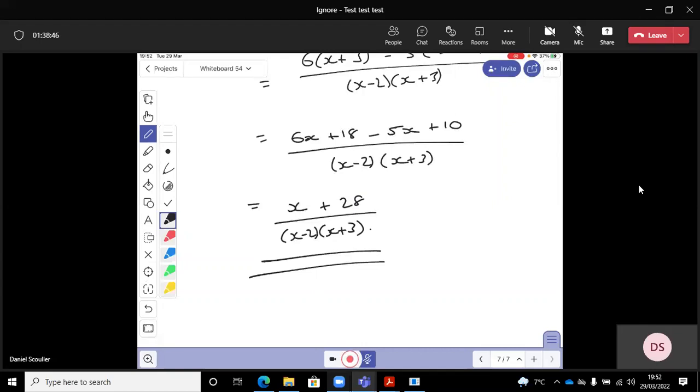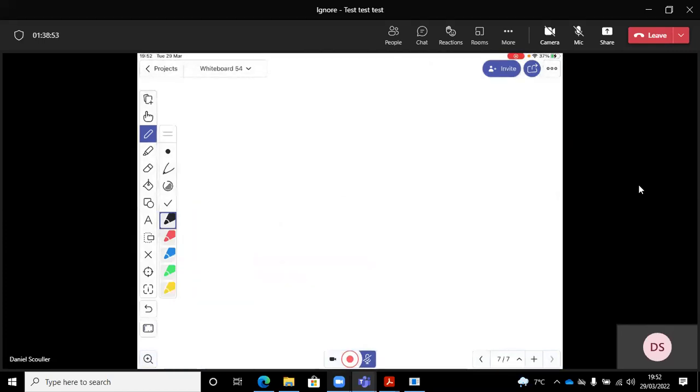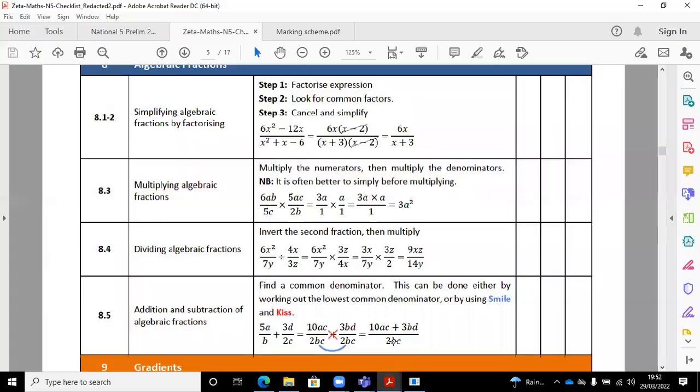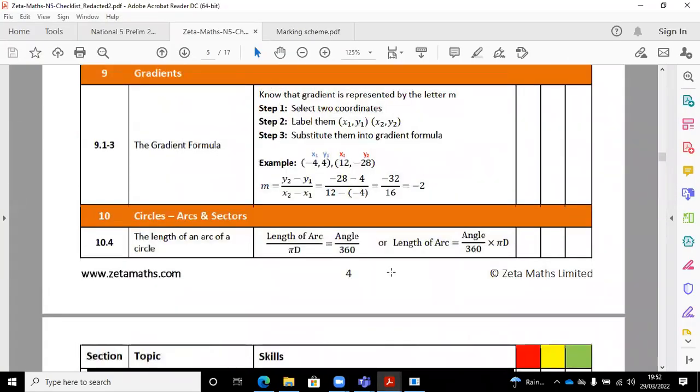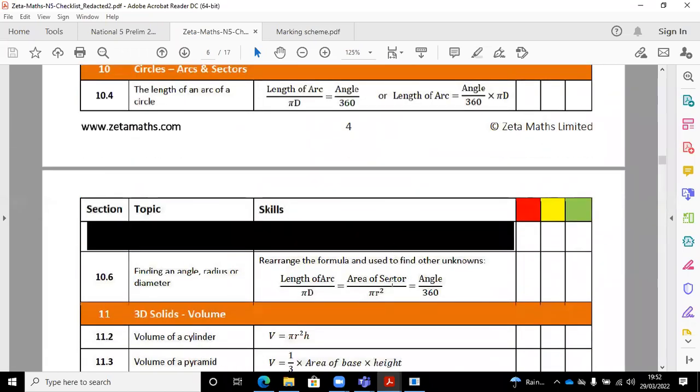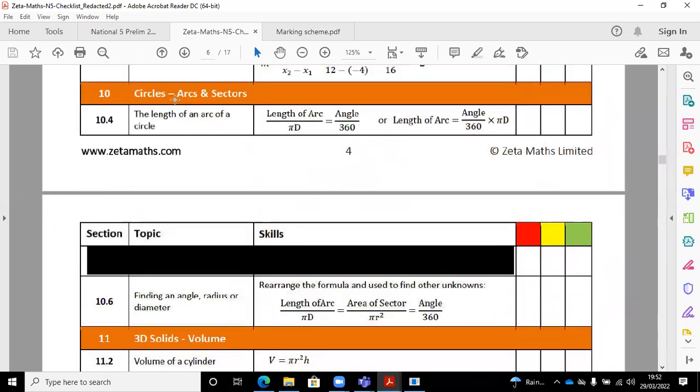Okay, so that could have been in the non-calc, no problem. Section 8, unless there's any questions. Section 8. Question 8 is the circle reflex angle, is 10.4. Okay, so section 10.4. I just went brain dead. I know. I just went brain dead.